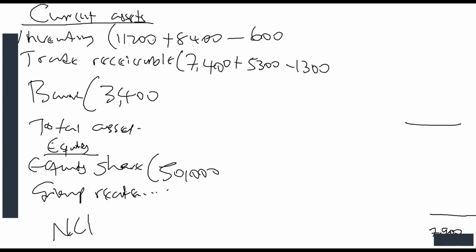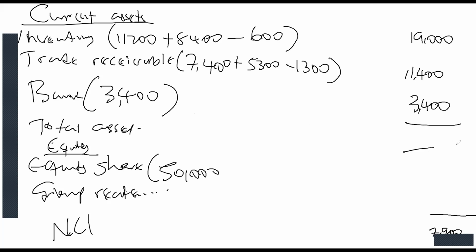Now let's go. Inventory: 11,200 plus 8,400 minus 600. Answer: is that 19,000? Okay, let's go to trade receivable. 7,400 plus 5,300 minus 1,300, so that is 11,400. Good. Then bank, 3,400. So you close it and shift it here. The examiner will understand.